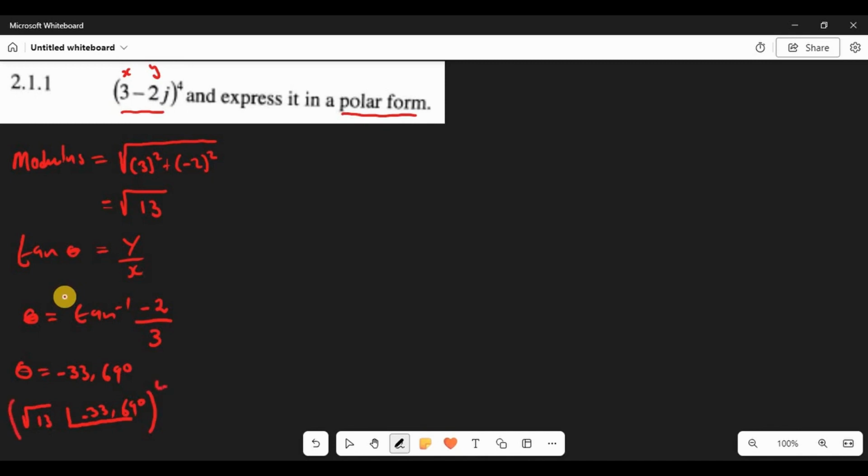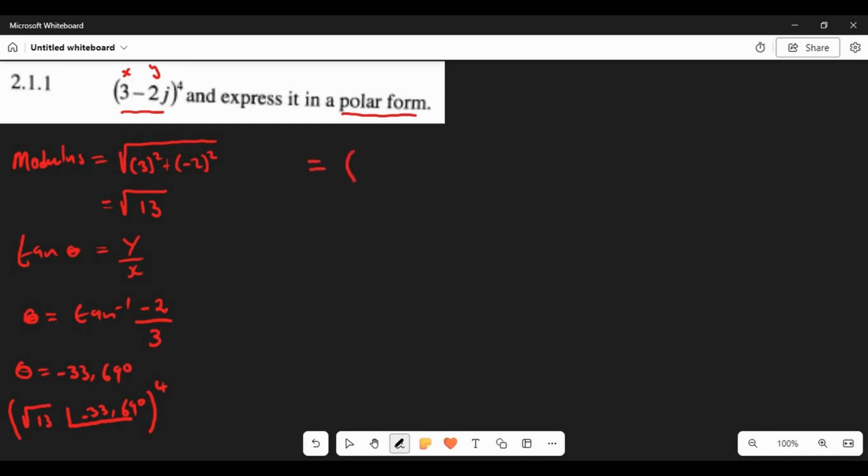So if you make it the power of 4, now we are able to apply the de Moivre theorem. So let's do it here. With the de Moivre theorem, the modulus is going to be to the power of 4, and the argument is going to be multiplied by 4. So that's how the de Moivre theorem works. So we're going to do the following.